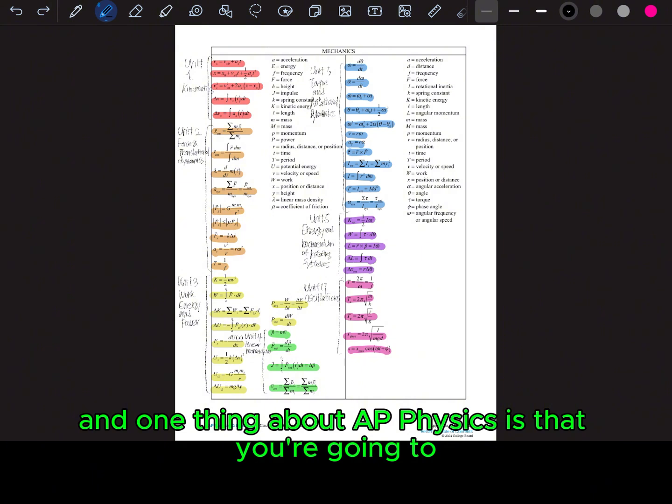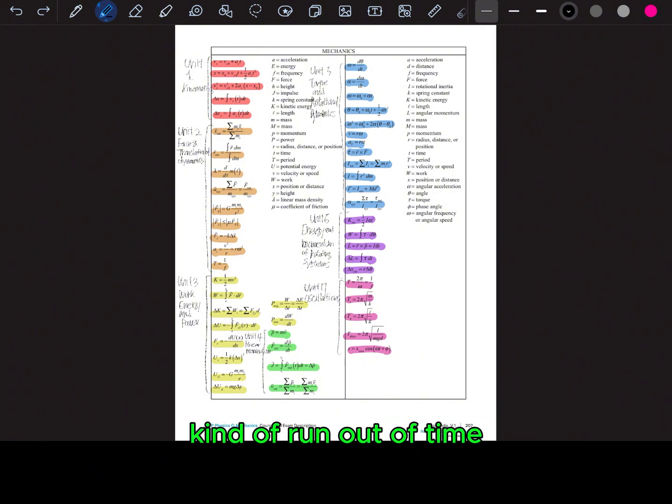And one thing about AP Physics is that you're going to kind of run out of time. Even though I had a 504, I ran out of time. Yeah, so that's basically it.